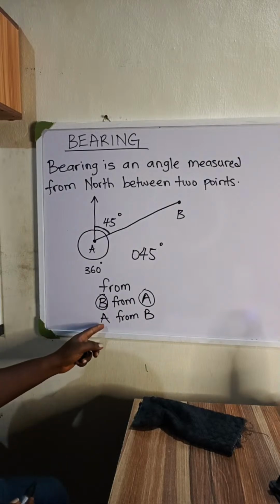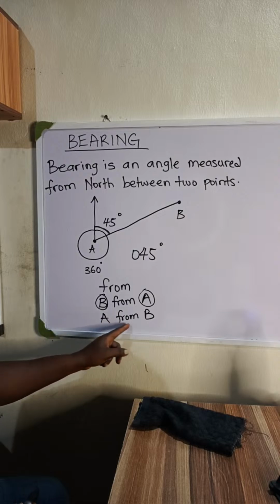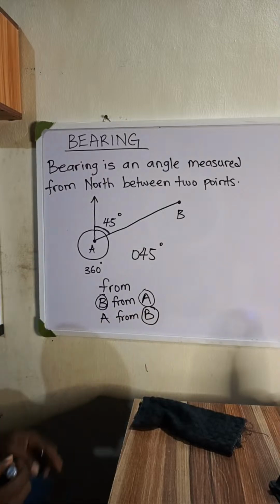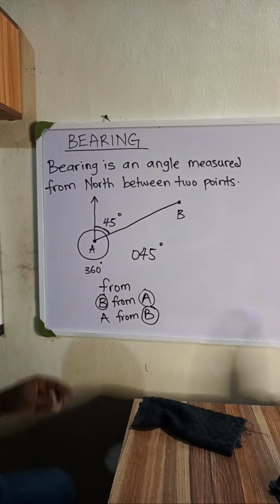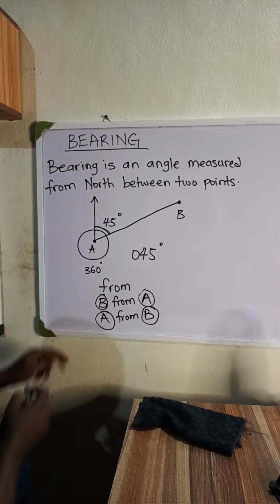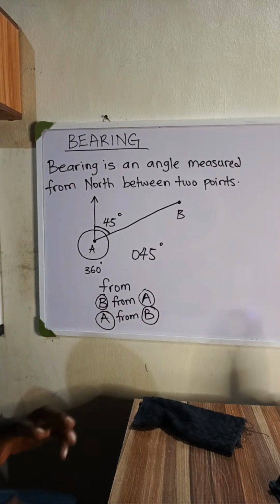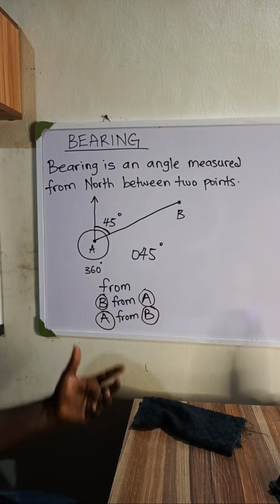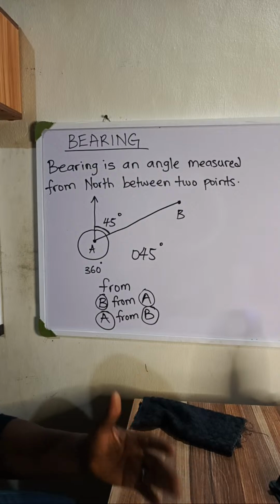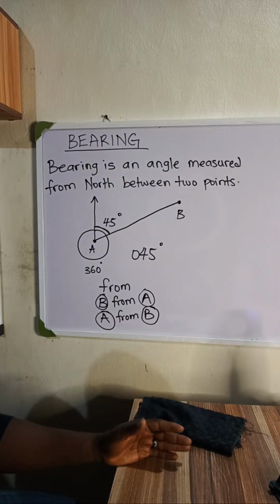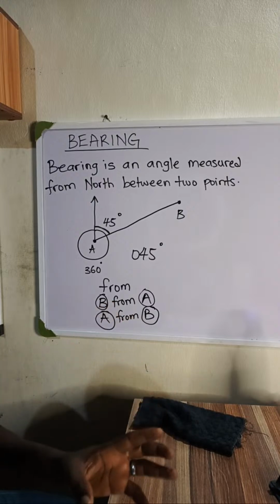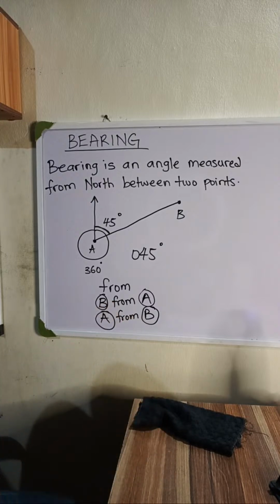But if you are told that you should find the bearing of A from B, this means you're going to start at B. B becomes your start point, and you're going to end up at A. So that's very important because you might face a question and they'll tell you to find the bearing of A from B while you're looking for the bearing of B from A, and you might get the wrong answer. So you check which one is the start point and which one is your final destination.